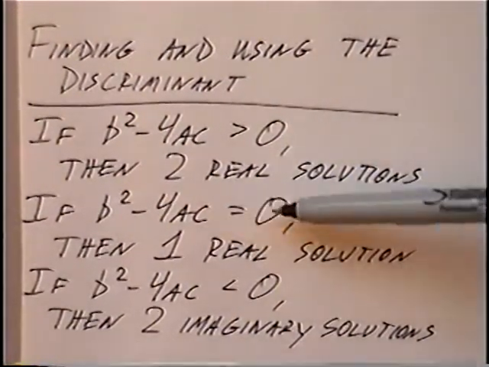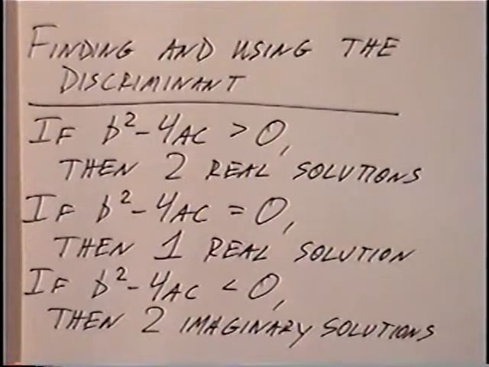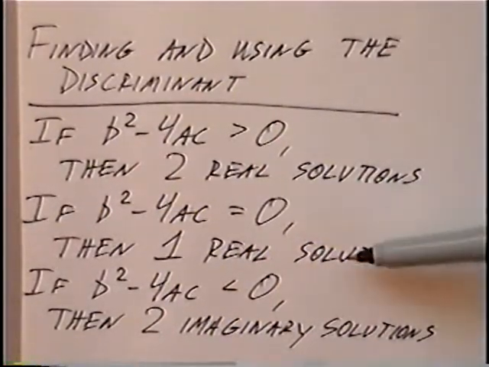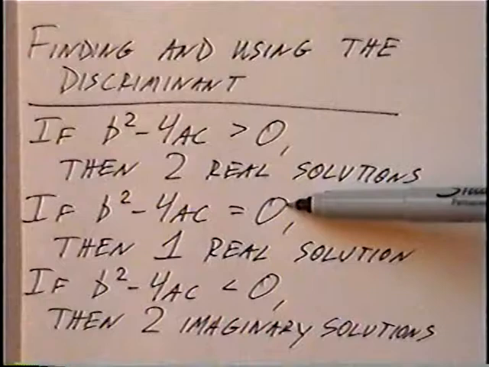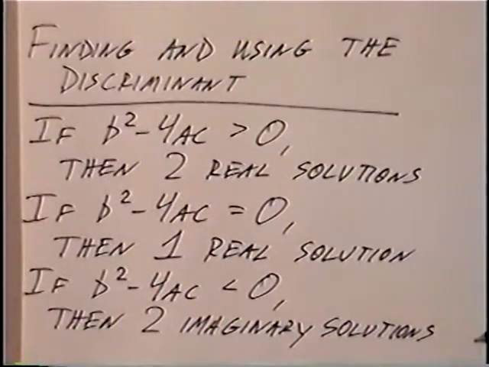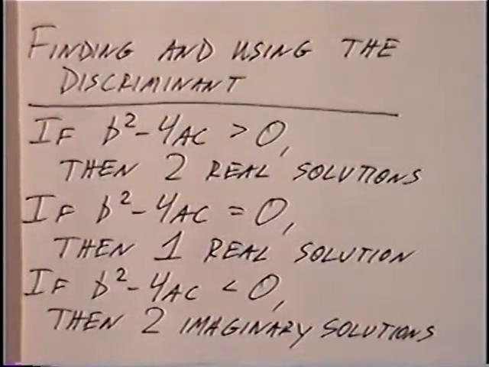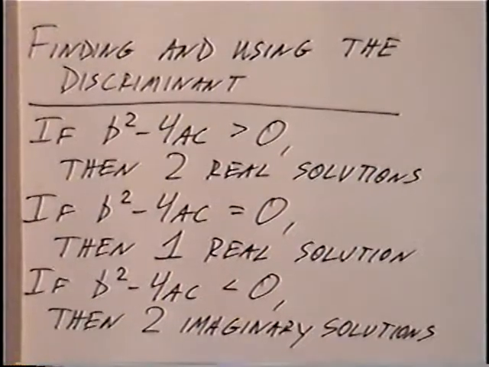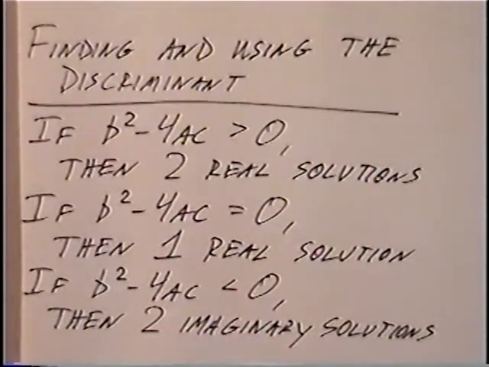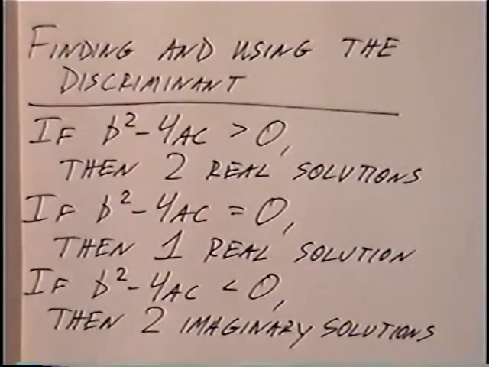If the discriminant is equal to 0, b squared minus 4ac equals 0, then you'll have one real solution, because you take the square root of 0, you only have one answer. And the last part, if b squared minus 4ac is less than 0, which is a negative number, you'll take a square root of a negative number, and you'll have two imaginary solutions for the answer.